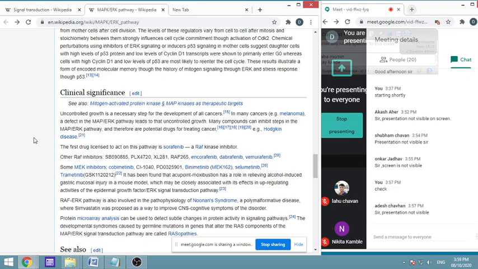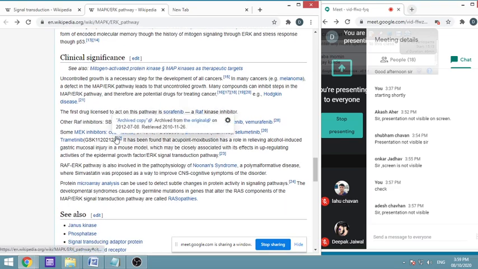So uncontrolled growth is there in all types of cancer. In many cancers like melanoma, a defect in the MAPK or ERK pathways is leading to the uncontrolled growth, and many compounds cannot inhibit the steps in the MAPK pathway, and therefore potential drugs for treating cancer like Hodgkin disease are very rare, or we don't have many drugs in that. So now we are having many new drugs, particularly in this way.